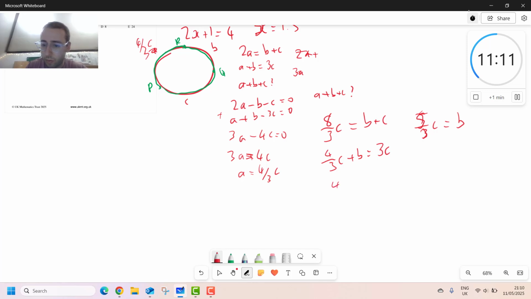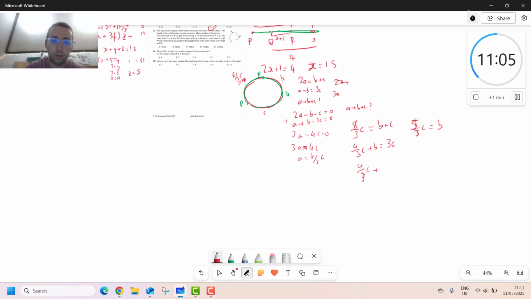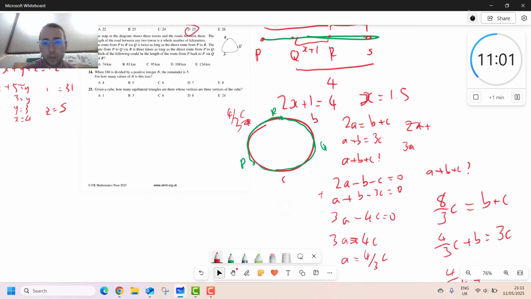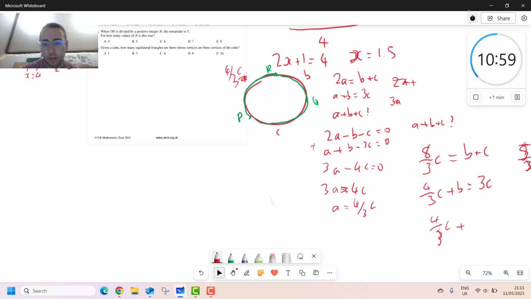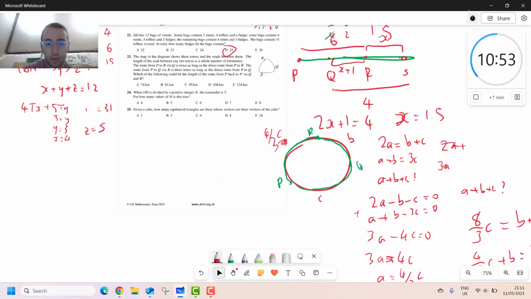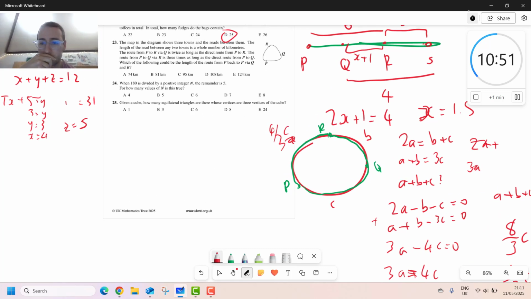So we've got 4/3 of C plus... Oh wait, but I'm just working out what I know. Hold on a moment. What could be the total length? So it needs to be divisible by 3 and 4. Oh, I don't know what to do. Okay, let's leave it, come back to it.